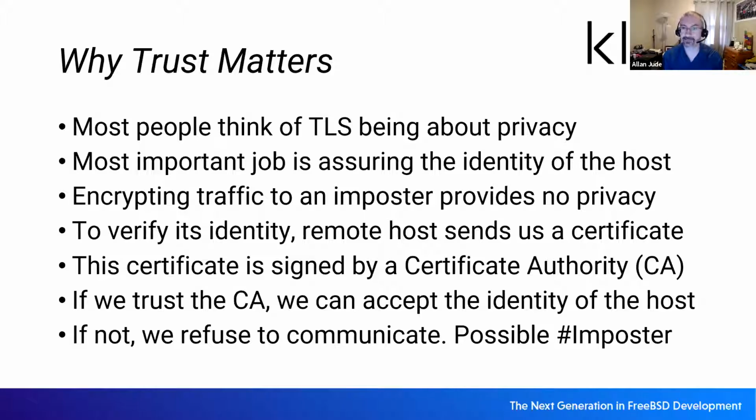And the list of trusted certificate authorities is this bundle from Mozilla that wasn't built into FreeBSD before, and you had to install it as a package. So if we trust the certificate authority that's saying, yes, this is the real GitHub, not an imposter, then we'll accept the identity of that host and be able to connect. But if the certificate authority isn't on our trust list, or we have no trust list, then we'll refuse to communicate with it because it might be an imposter. And then we can't download anything from GitHub, and that turns out not to be very useful.